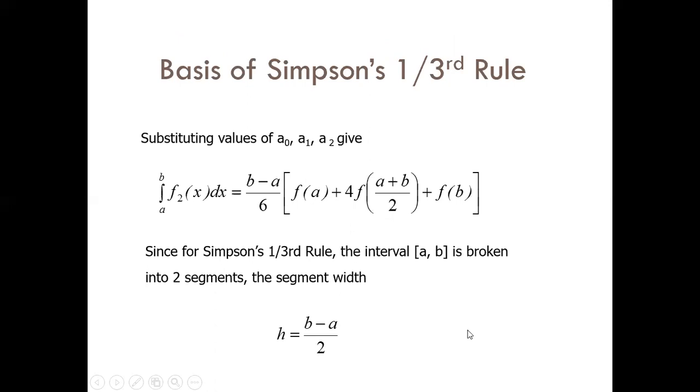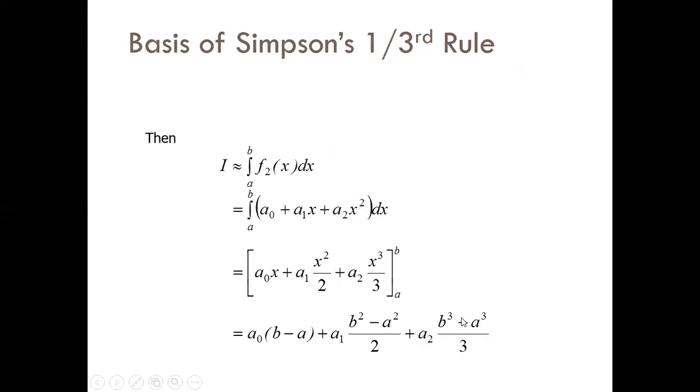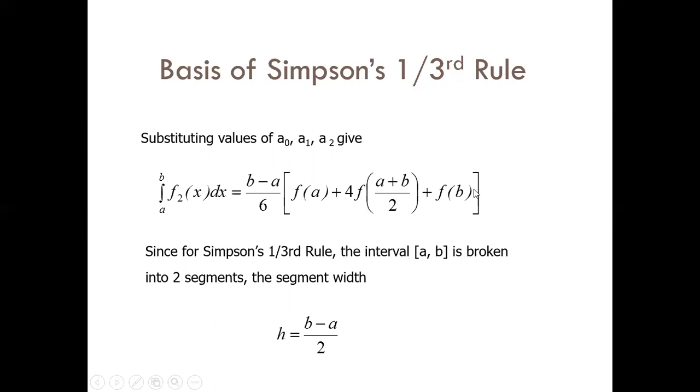By putting the values of a0, a1 and a2, which are already given in the equation, then we find the value: b minus a divided by 6 times f of a plus 4 into f of a plus b divided by 2 plus f of b. This is the formula for finding the integration of a single strip.